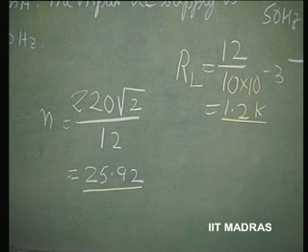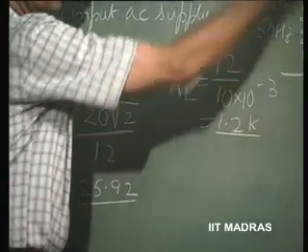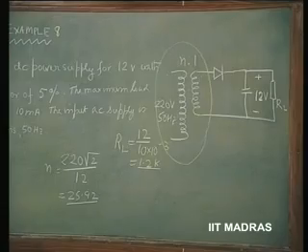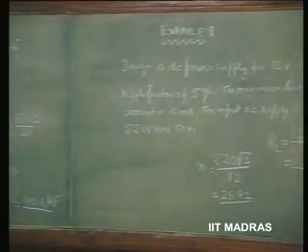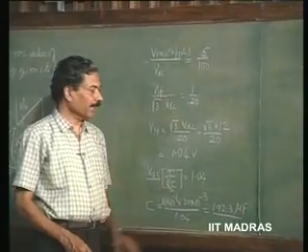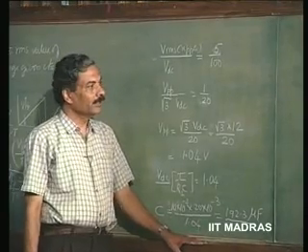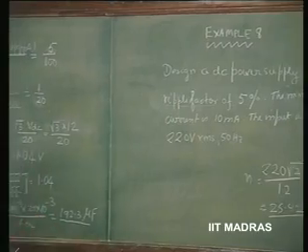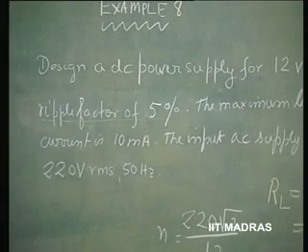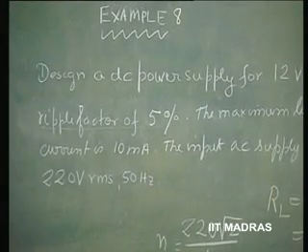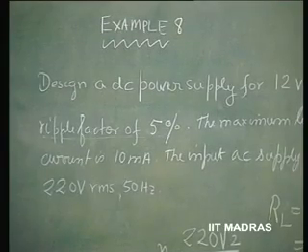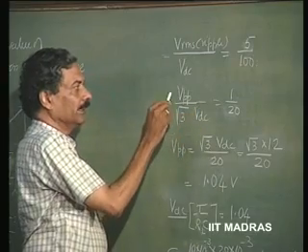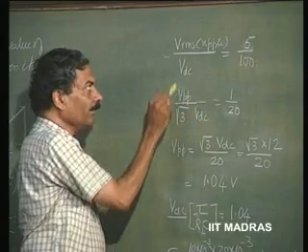That is the first part of the design, wherein we have specified the transformer turns ratio. Next, you have to choose the capacitor in such a manner that the ripple factor is 5%. What is ripple factor? Ripple factor by definition is the RMS value of the ripple by DC, that is given as 5%, 5 by 100, which is the RMS value of the ripple.